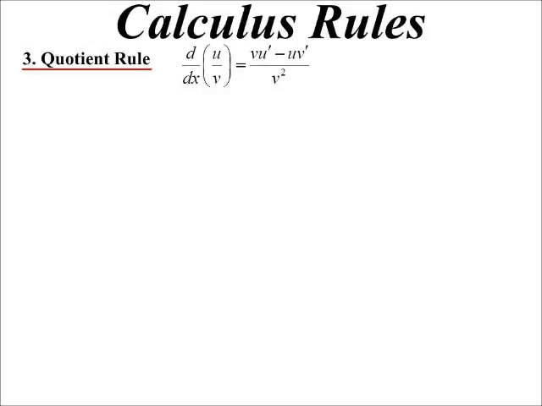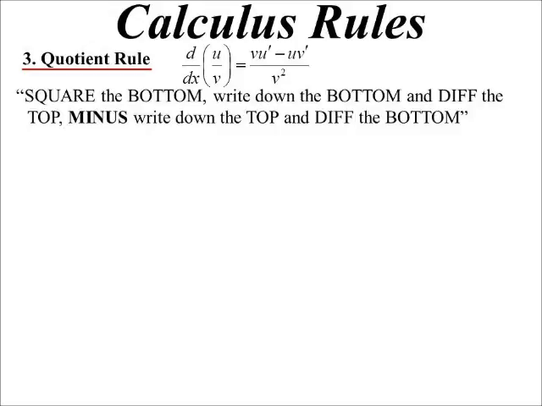u divided by v, there's our two functions. You can see the formal answer there: (vu' minus uv') on v squared. Square the bottom, write down the bottom, diff the top, minus write down the top and diff the bottom. Say it as you do it. It'll get stuck in there.